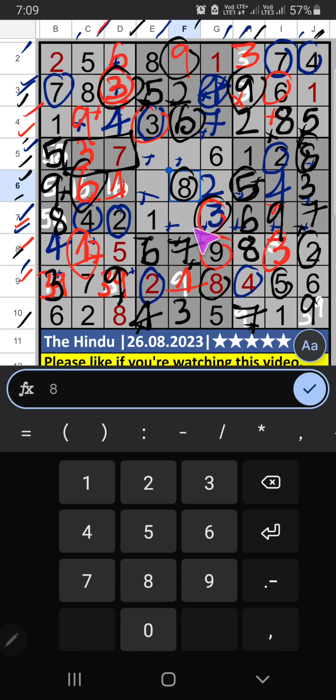Then 5 is here. 5th row, 2 numbers are remaining, 4 and 9. Column E, we have 4, so 4 can't come in the cell, 4 is confirmed here. Then 9 is here. Then 5th grid, 2 numbers are remaining, 5 and 7. Column F, we have 7, so 7 can't come in the cell, 7 is confirmed here. Then 5 is here.